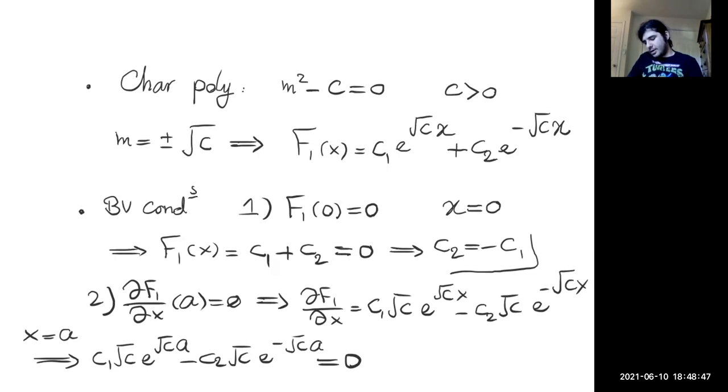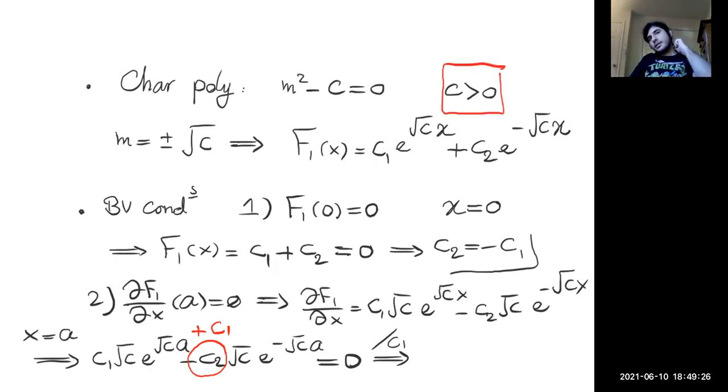Now we know C2 is minus C1, so here, rather than minus C2, we can write plus C1, right? Now, we can assume C1 is non-zero, because if C1 is 0, C2 is also 0. Everything would be 0. That's not what we are looking for, the constant 0 solution. Assuming C1 is non-zero, we can divide everything by C1. Also, we assumed C is positive, so C is not 0. We can divide everything by square root of C. So if we divide everything by C1 and by square root of C, and take the rest to the other side, we get e to the square root of Ca is equal to e to the minus square root of Ca.